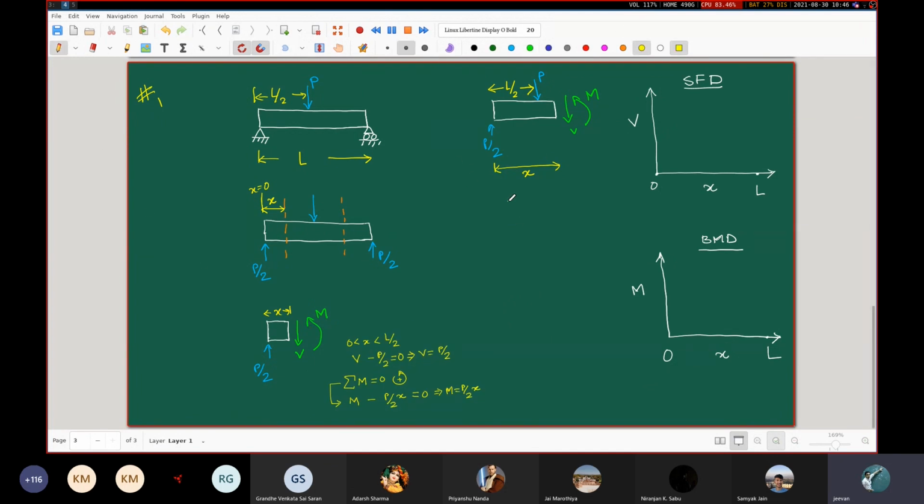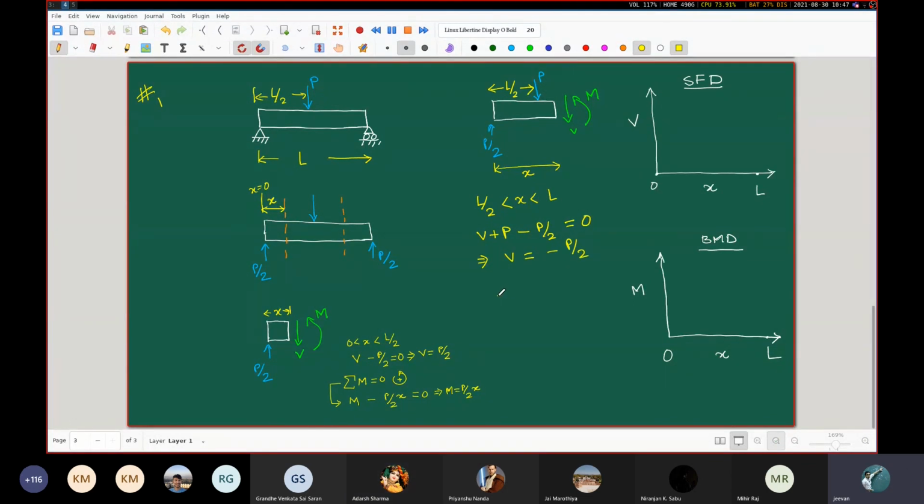Now you tell me what happens for x less than L and greater than L by 2. The force equation. Sir, P plus V equal to P by 2. V plus P minus P by 2 equal to 0, is it not? Yes, sir. So V is equal to what? Minus P by 2. Good.